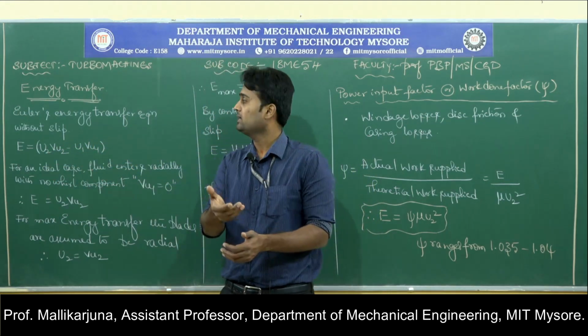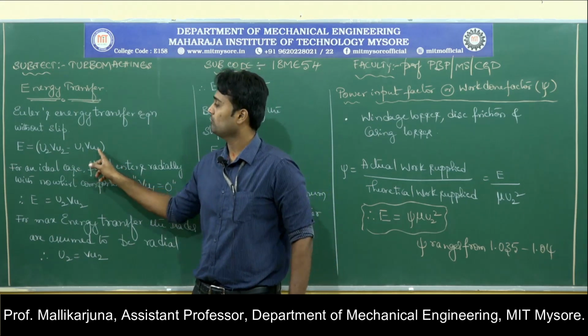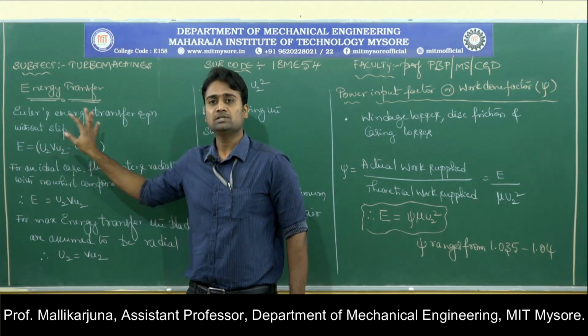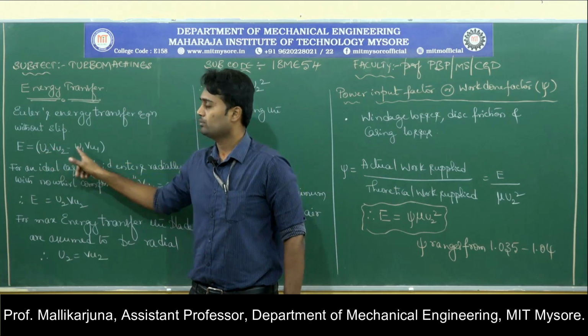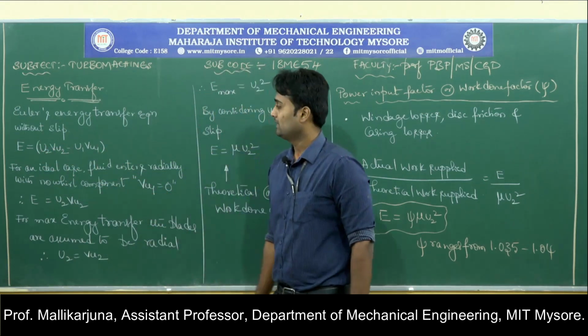If it were a power generating machine, then it would be U1 Vu1 - U2 Vu2. Since it is a power absorbing machine, U2 Vu2 - U1 Vu1 is the equation.